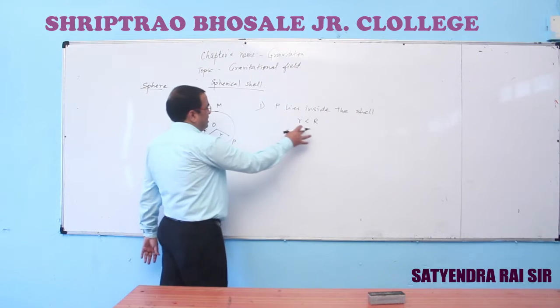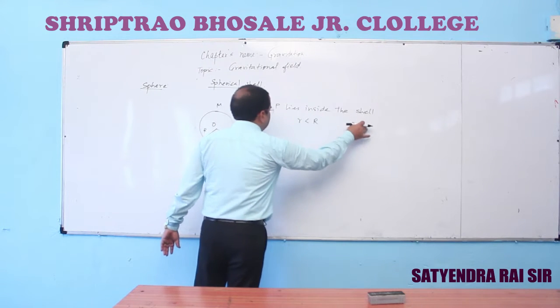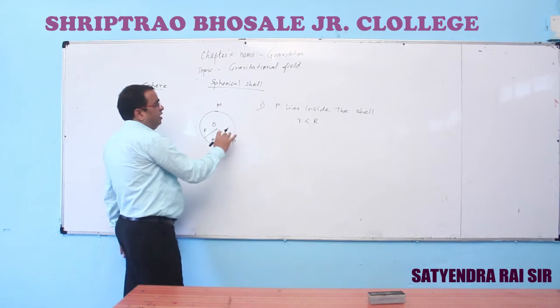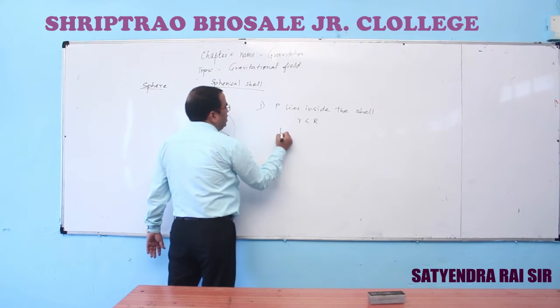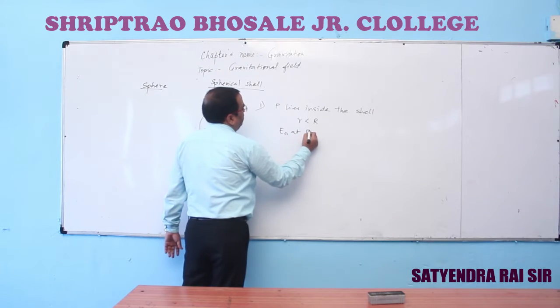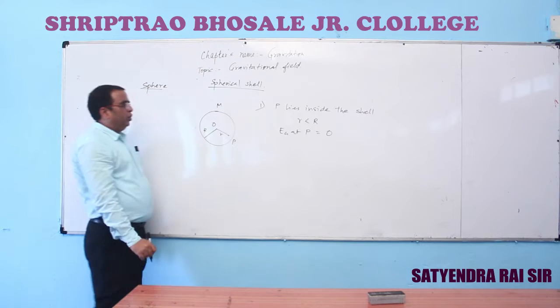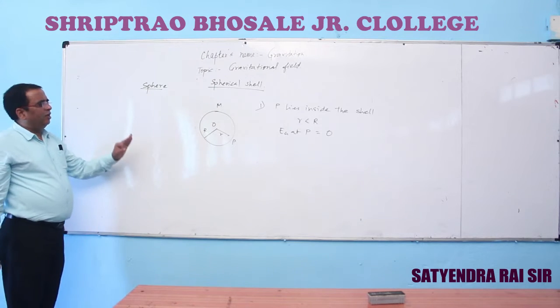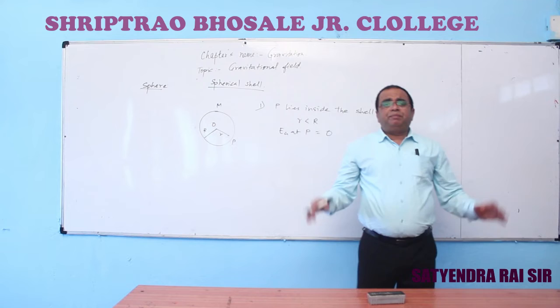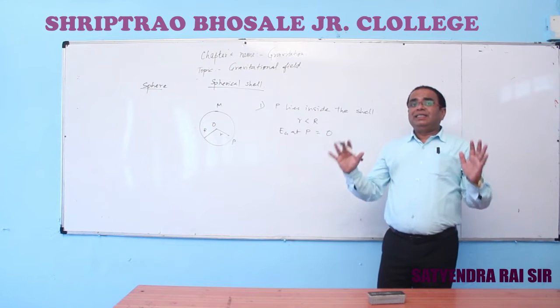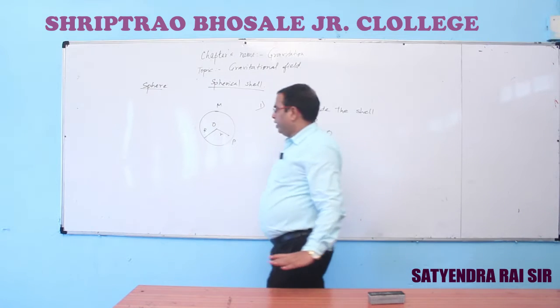So if P lies inside a spherical cell, small r is less than capital R, and E_G at P will be 0. That means there will be no gravitational field anywhere inside the cell, whatever be the point. If it is inside, don't worry.